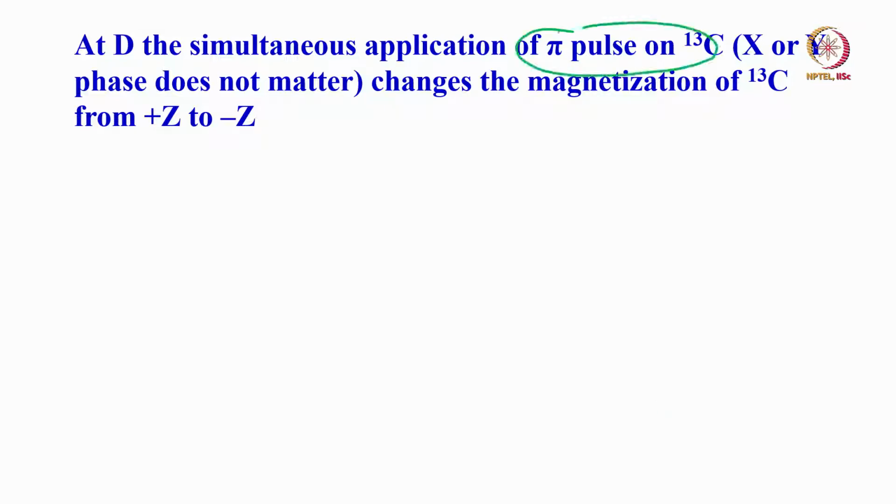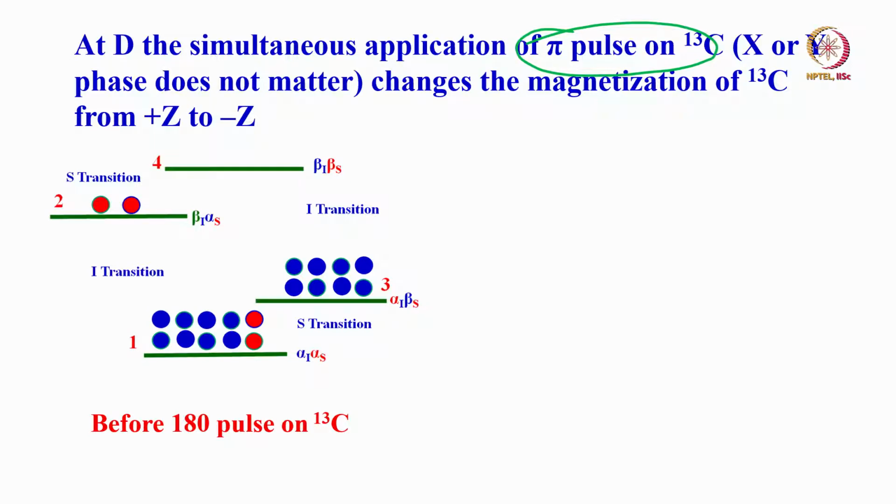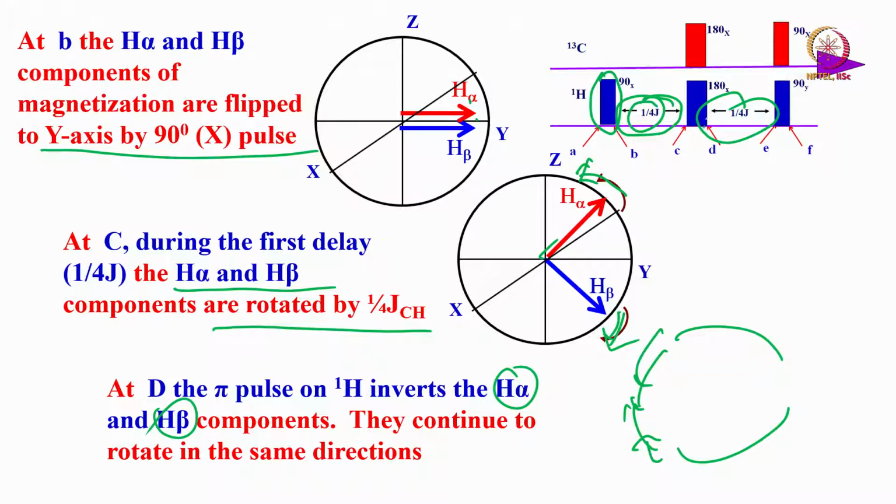We are also applying the pi pulse on carbon 13. It does not matter whether you apply an X pulse or a Y pulse. Now what is going to happen? The carbon 13 pi pulse inverts the magnetization of carbon 13. See, carbon 13 is still along the Z axis. We will not touch that. In the pulse sequence, we are dealing only with the proton pulse. Please remember, in the pulse sequence here, we are not even touching carbon 13 yet. We are only discussing the proton pulse, proton 90, delay, and so on.